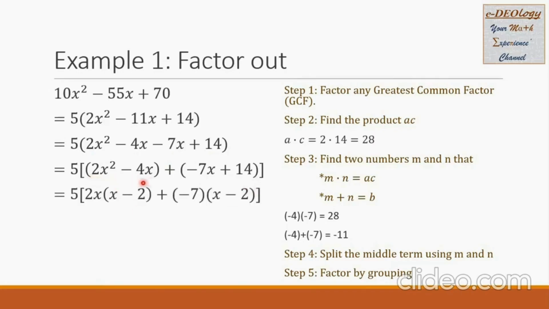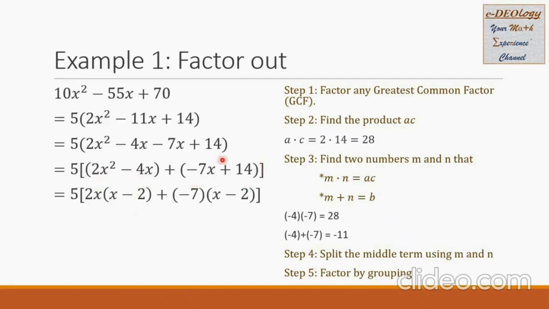In here we can see that 2x is the GCF, so we put the 2x outside. What remains inside for this term will be x, and for the negative 4x, what remains is the negative 2. If we want to check if our factoring is correct, we can multiply 2x times x. We will get back the 2x squared, and then 2x times negative 2, we will get the negative 4x back.